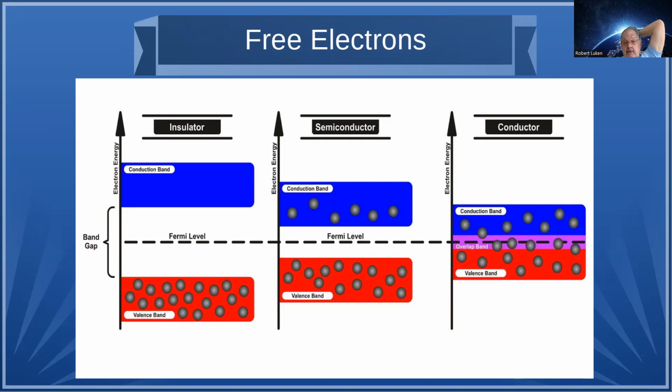In the case of an insulator, and these aren't necessarily scaled, there's a wide band gap between the conduction band and the valence band. And if you put enough energy or voltage on that insulator, it will, in essence, break down and carry some current, but it takes a tremendous amount of energy.